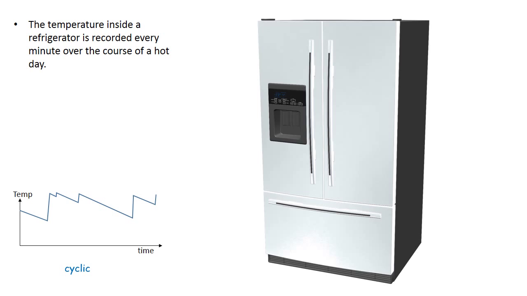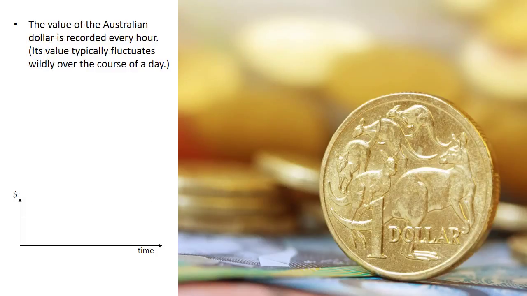The last example is about the value of the Australian dollar, and it's recorded every hour. You're given a hint here telling that the value typically fluctuates wildly over the course of a day, and those wild fluctuations are what makes this an example of random data.